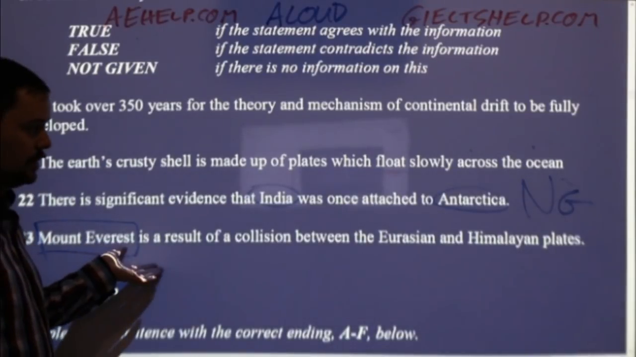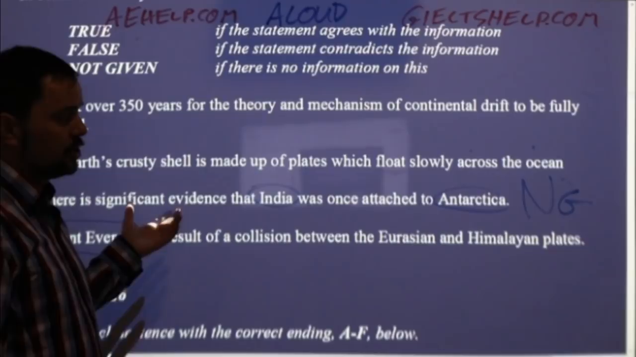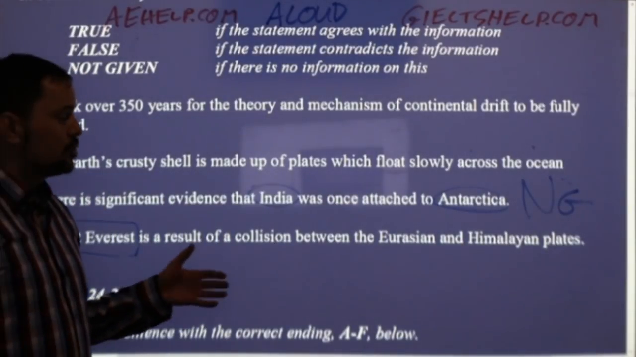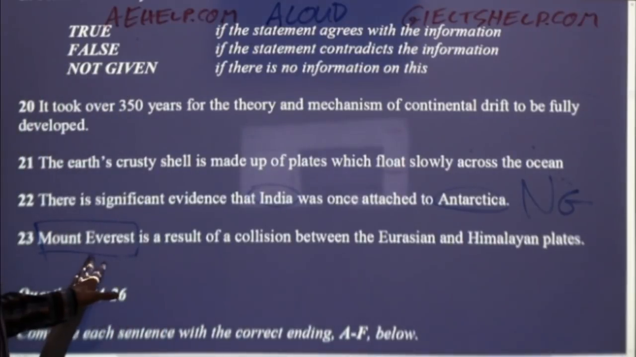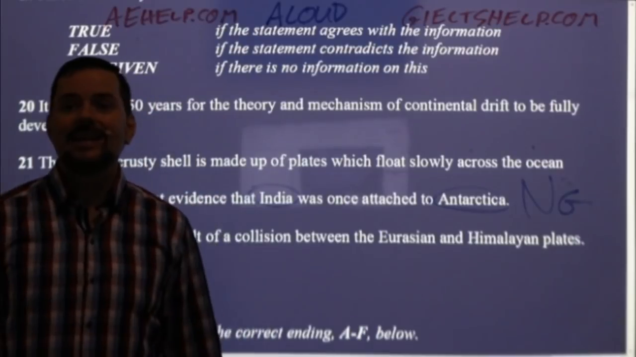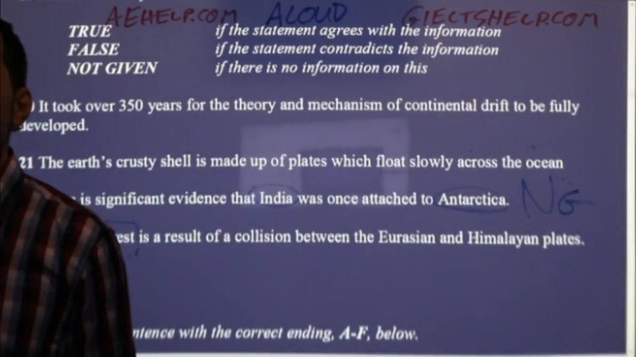But it is a good example. It's definitely an important example for plate tectonics. So yes, it's a good example. Okay, so it's going to be true or false. Now we ask our second question. Is it true that Mount Everest was created between the Eurasian and the Himalayan plate hitting each other? Is that true?